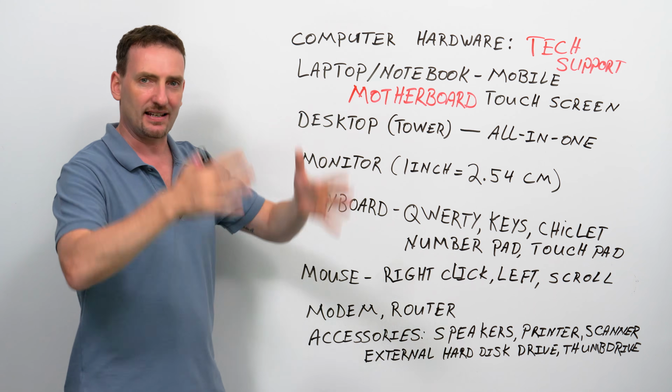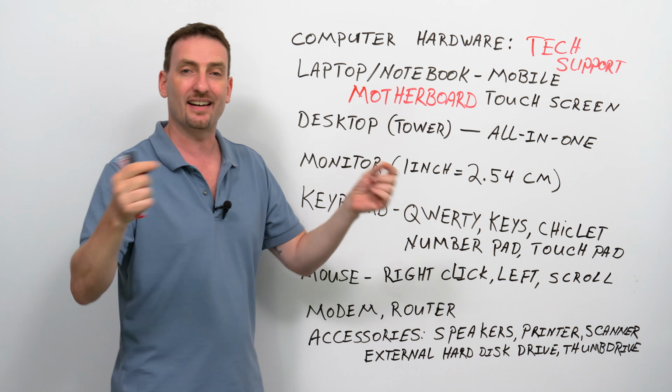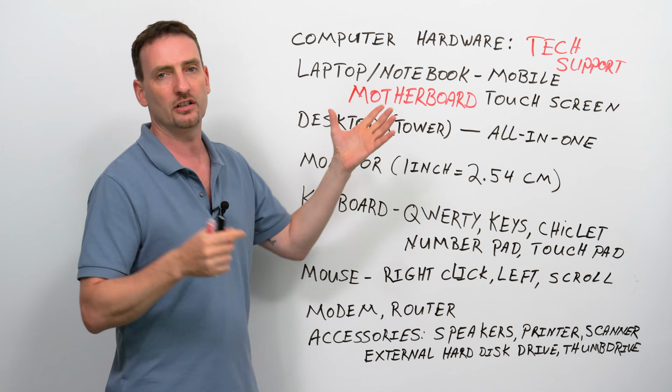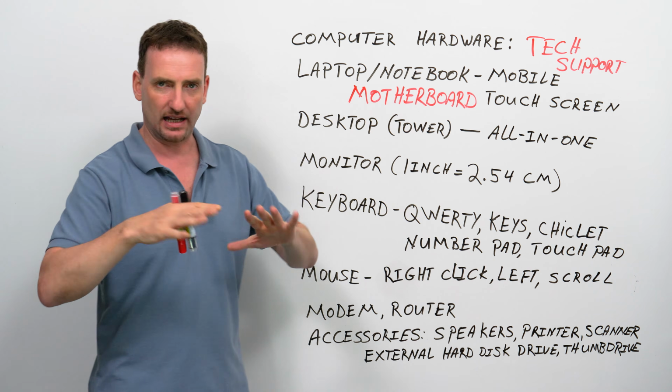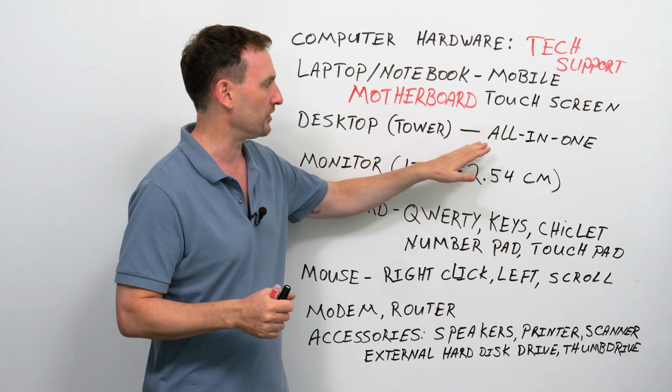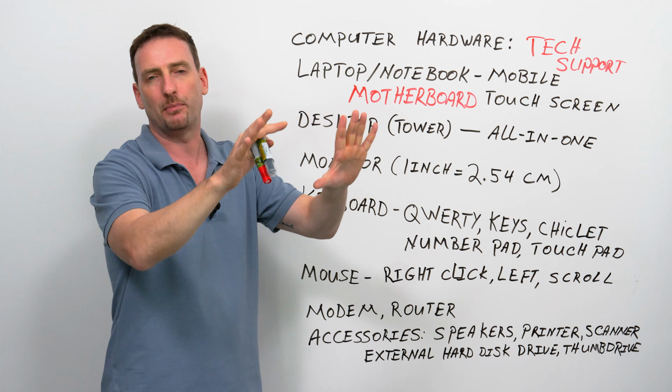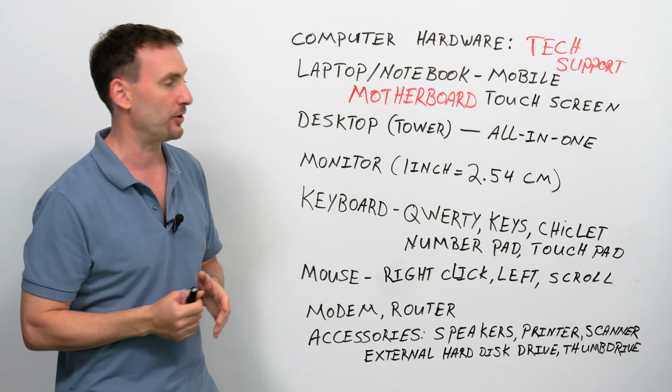The desktop has a tower and inside is the motherboard and everything connects to that, including the monitor, the keyboard, the mouse, everything. And then you use it on your desk. On your desk will be nothing but the monitor. The tower is usually underneath your desk.